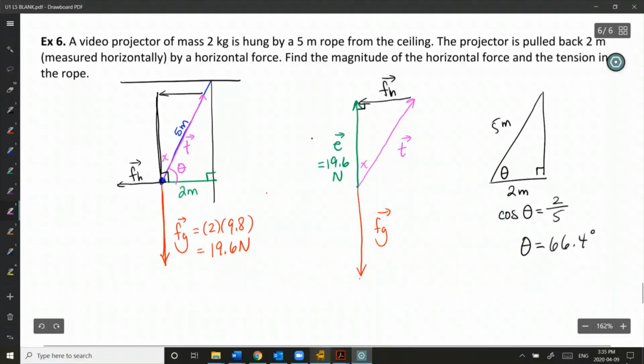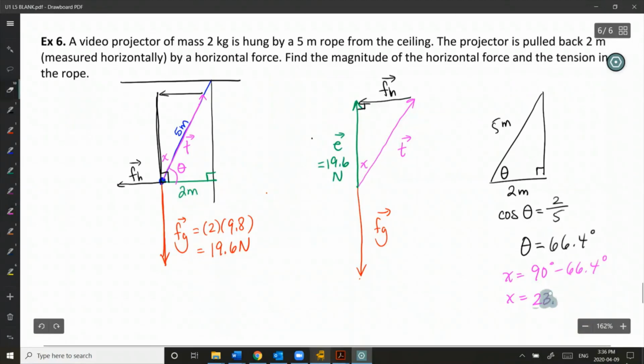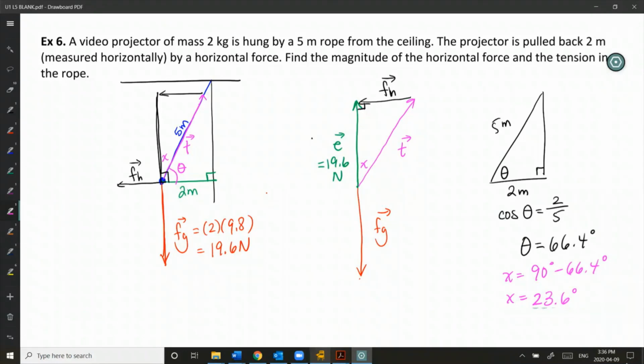So now let's find x. X is going to be equal to 90 minus that value, which gives us 23.57, so it's going to round to about 23.6. Okay, if you want to be a little bit more accurate with your answer, you can maybe leave 2 or 3 decimal places. But I think that gives us a good idea. I'm going to put that into our diagram now.